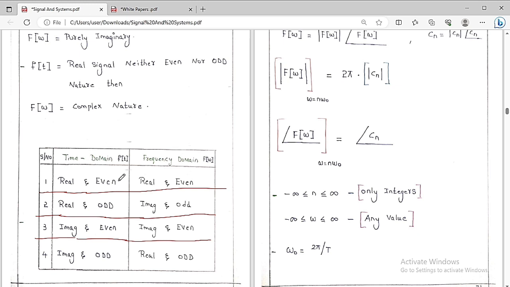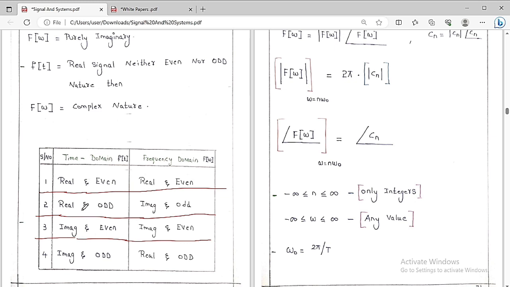Suppose f of t is purely real with odd nature, then what is going to happen? By default only the imaginary part is going to be present, the real part is 0, and the imaginary part is of odd nature. So these things you always have to keep in mind.